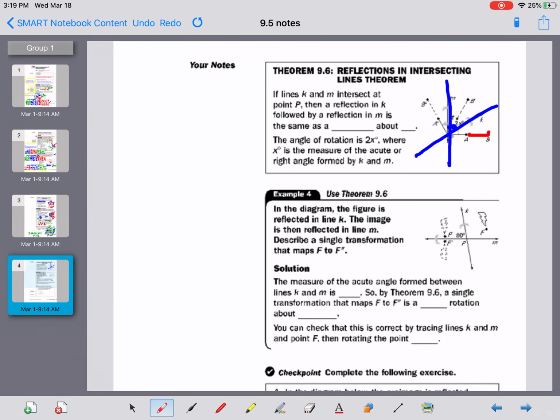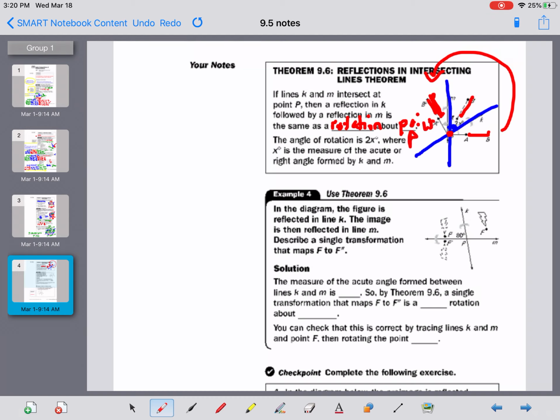And what our theorem says is if we went from here all the way to here, it's the same as a rotation. I don't know if I can write this tiny on this line. Rotation in here. And it says it's going to be about point P. Now point P is where my two lines intersect. There's my point P. Good luck reading that one.